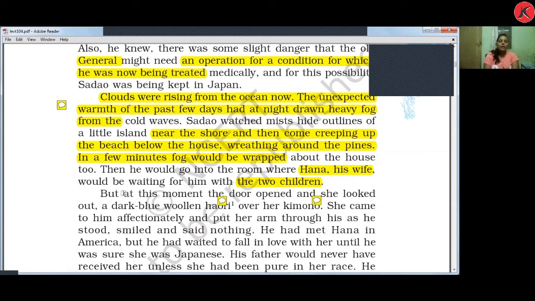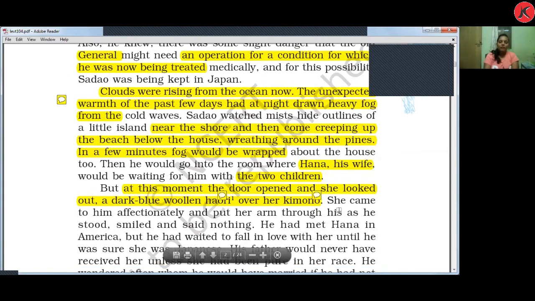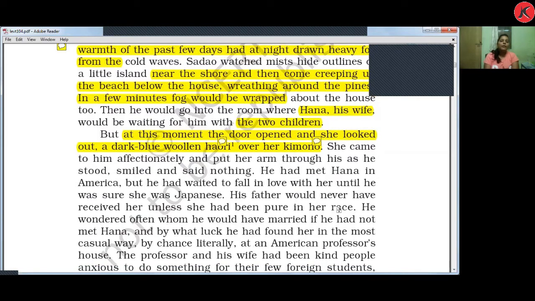Now here the writer is talking about the traditional dressing of the Japanese. Here his wife was wearing a dark blue woolen haori. Now what is haori? Haori is an overcoat which is worn over the kimono. Kimono is a traditional cloth of Japan. She came to him affectionately and put her arm through his as he stood, smiled and said nothing.